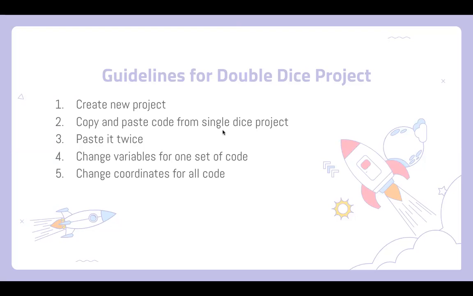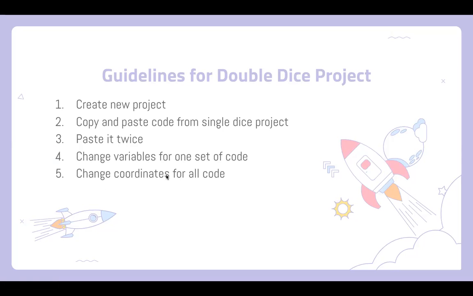All right, so here are the guidelines for the double dice project. We went over this last lesson, but it's always good to review. We're going to create a new project, a double dice project. Then we're going to copy and paste code from the single dice project and paste it twice, so we essentially make two different dice. Then we're just going to change the variables for one set of code. There's going to be two different counters, and we're going to change the coordinates for all the code.